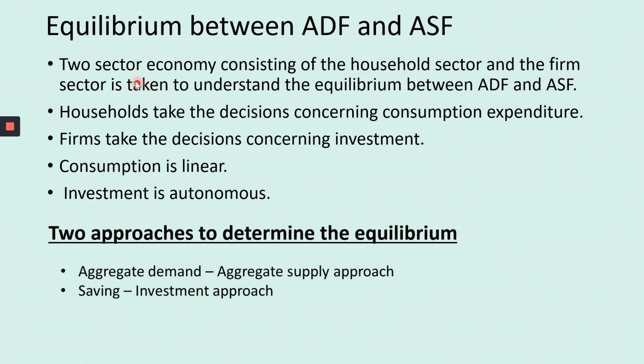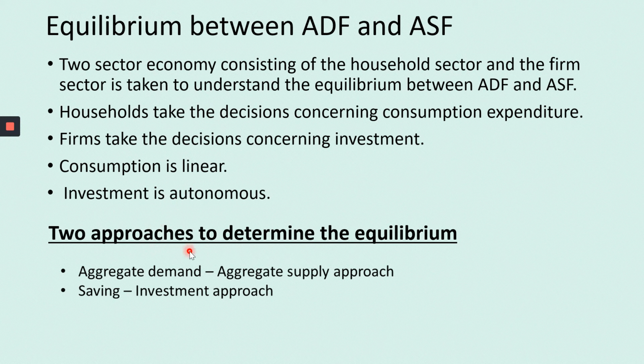So first I said what is equilibrium, and how to find out equilibrium between ADF and ASF. So we have taken a two-sector economy, the household and the business. The household takes decisions concerning consumption expenditure, and the firms take the decisions concerning investment. Consumption is linear and investment is autonomous. This you will be writing in the first paragraph.